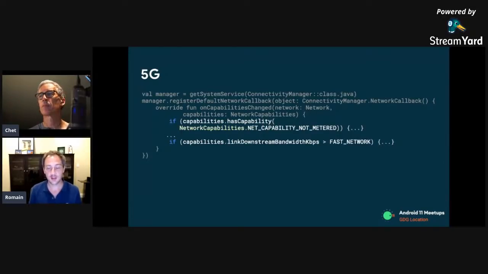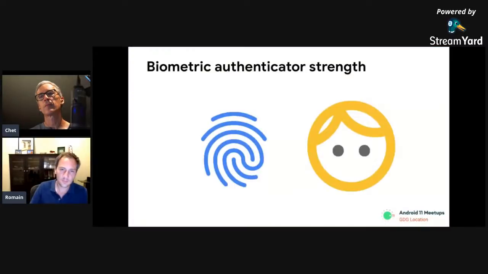You can also check the actual speed of the network link. You can see an example on screen. You can check if the network is metered, or you can ask for the actual bandwidth of the network before you do something in your application.